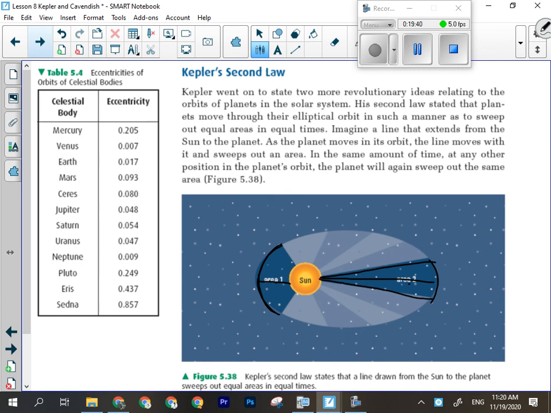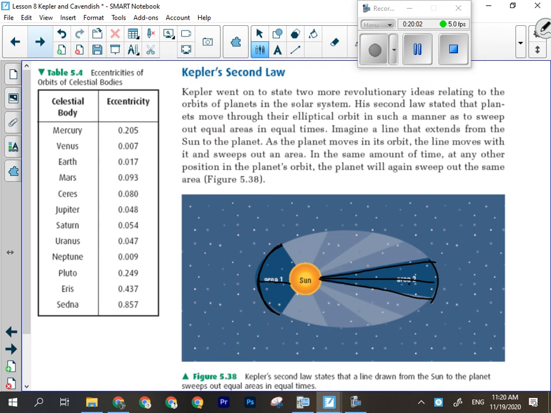So if we're looking at the orbits of planets that orbit the sun, these are their eccentricities, so how elliptical the orbit is. So Mercury is 0.205. That means it's 20% away from being a perfect circle, so squished. There's a point in its orbit where it's essentially 20% closer than its furthest point.